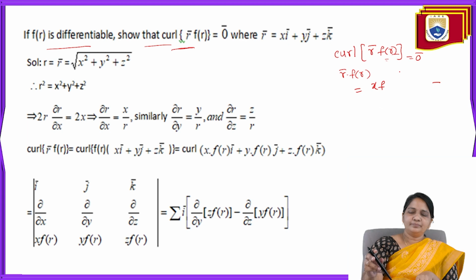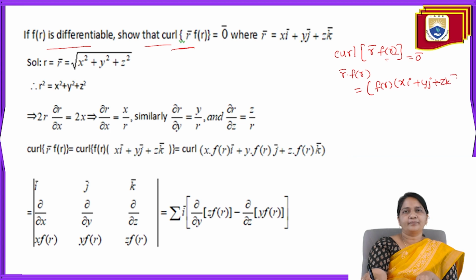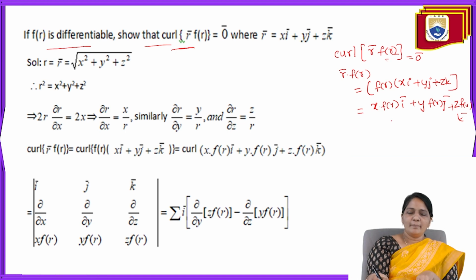So we can see here f of r into r bar is xi plus yj plus zk. This is the value. Now I am going to multiply this one. So x into f of r i bar plus y into f of r j bar plus z into f of r k. So now by using this one, curl f, in place of f, we are having r bar into f of r.